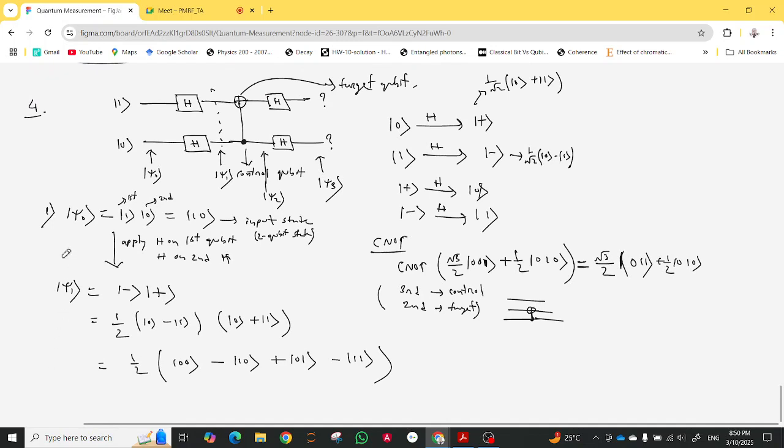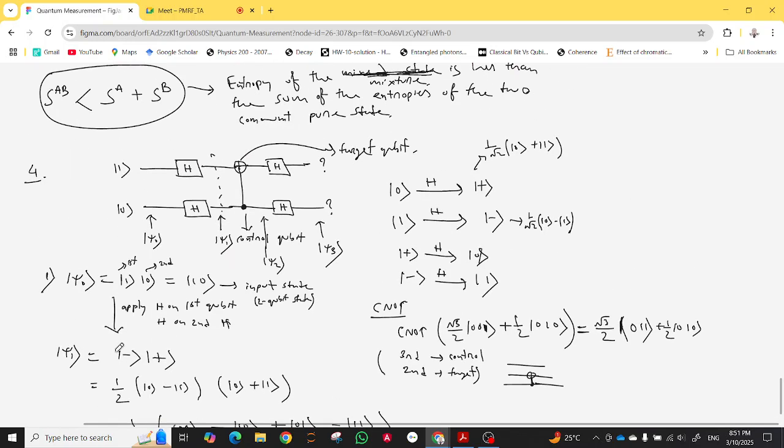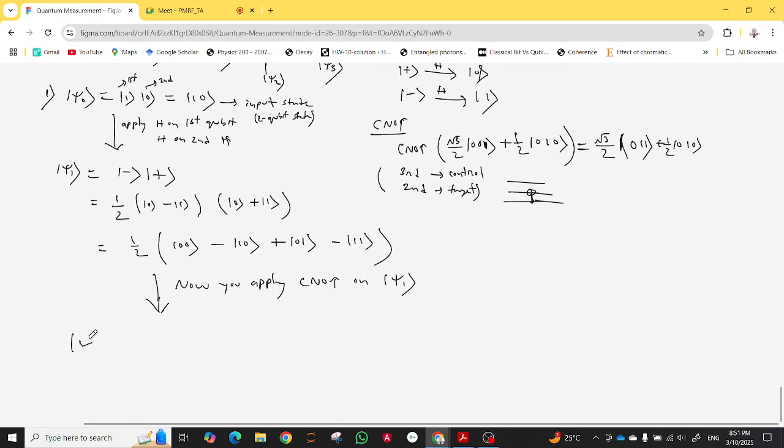Now after psi1, what did you do? Then there is a control qubit, sorry, CNOT gate, right? Now you apply the CNOT gate on psi1. What will be your step? After applying the CNOT gate, your psi1 will become psi2 here. Here your state is psi2. So what will be your psi2?